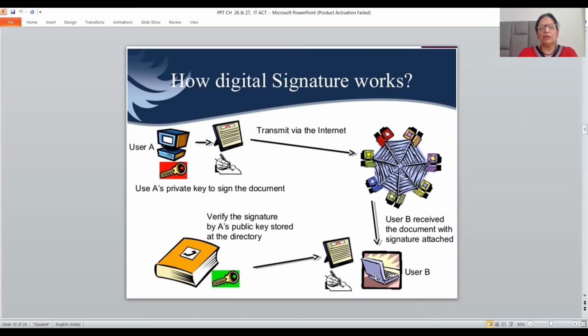So he will also use the hash function. He will also find the encrypted message. He will compare both. And if he finds that both are intact, it means the digital signature has not been tampered with or modified in transit. This is how digital signatures are authenticated.